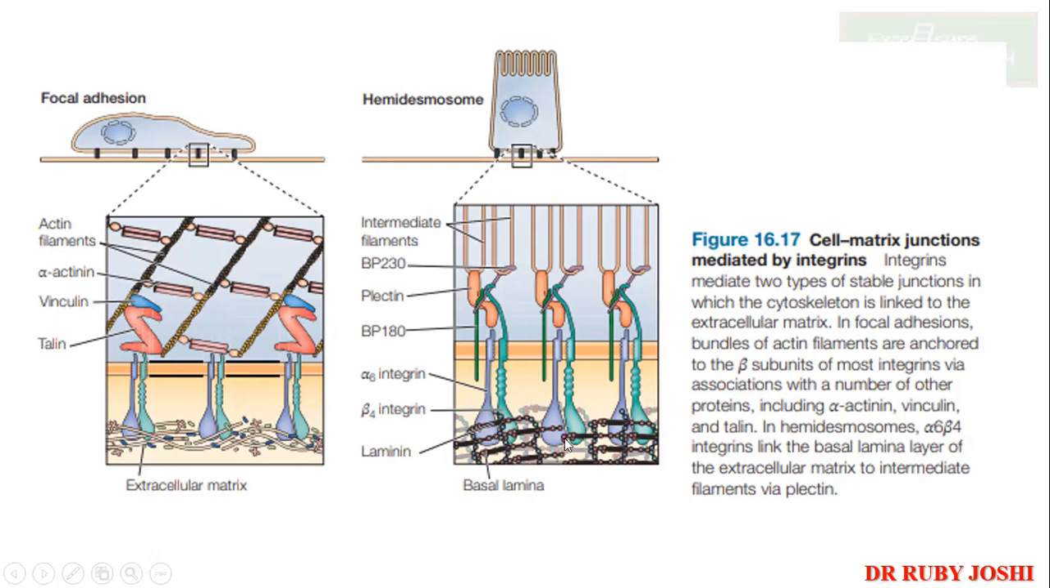Where your cell is not moving, but it is anchored over there. Okay, it is present over there. So now when the cell is moving, as we have already discussed, it makes connections. So here you can see the actin filaments are attached to each other with alpha actinin. Then we have vinculin and talin, which make interactions with the integrins, and the integrins are in connection with the extracellular matrix. So this is how your focal adhesion is formed.